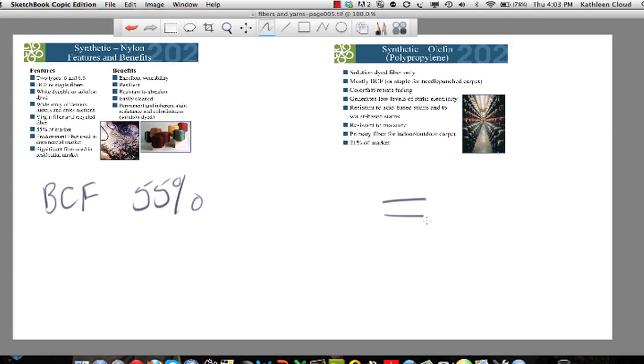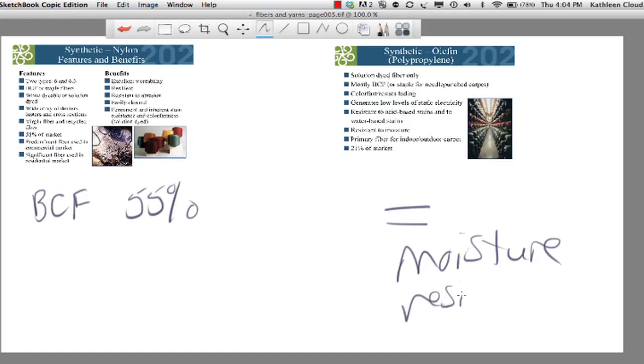Olefin and polypropylene are both color fast, resist fading, generate low levels of static electricity, and are resistant to acid-based stains. Olefin features include its inherent and permanent resistance to water-based stains, and because of this moisture resistance, it is the primary fiber for indoor-outdoor carpet. So moisture resistance is key here.